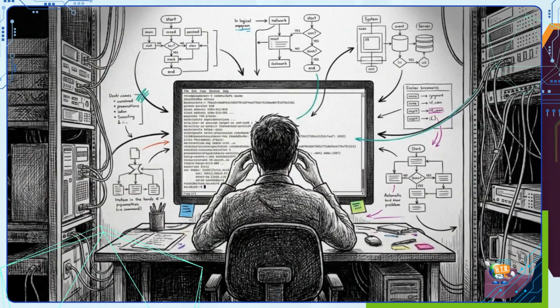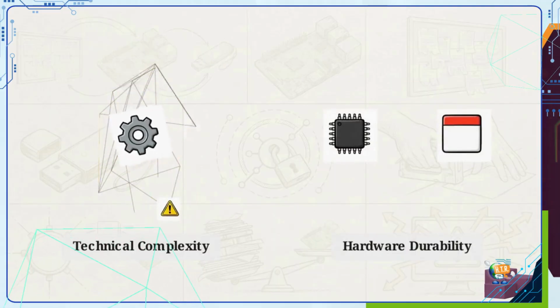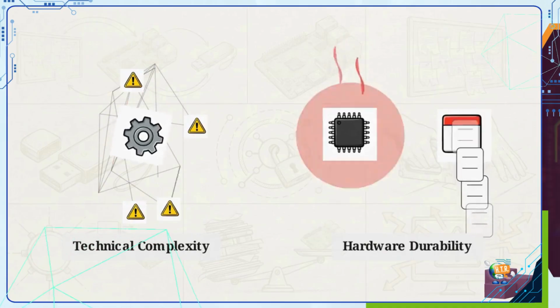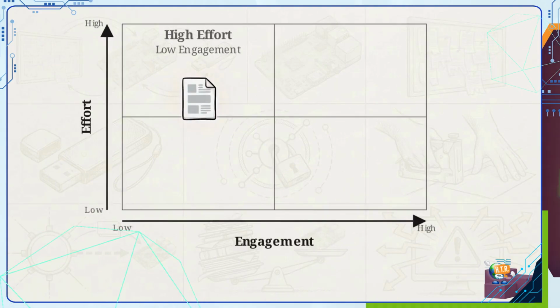However, the mention of Linux often triggers two specific concerns for IT managers. They worry the technical complexity will be overwhelming, and they doubt such inexpensive hardware can handle 24/7 operation in a school environment. To evaluate these options fairly, we have to look past the initial price tag. This chart maps the effort required against the actual student engagement you get in return.